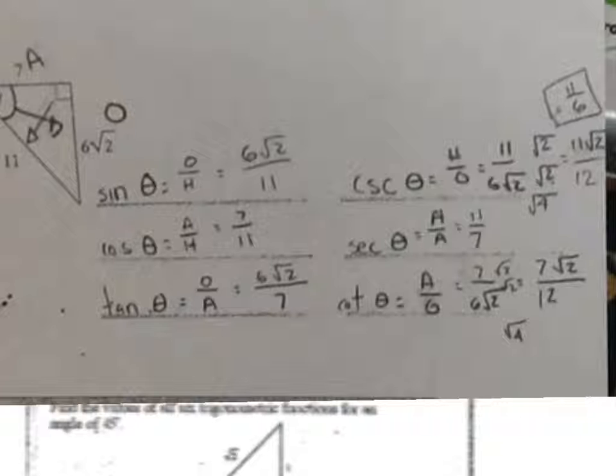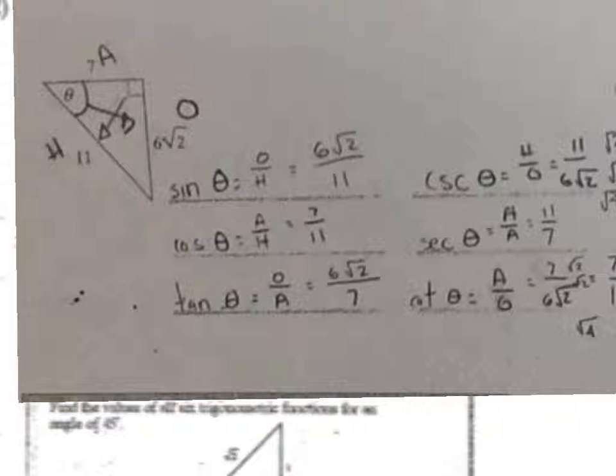First of all, you label your triangle. And for sine, did you get 6 square root of 2 over 2? Yes? 6 square root of 2 over 2. Because the opposite is 6 square root of 2, and the hypotenuse is 11. So over 11, I'm sorry, over 11. So it's 6 square root of 2 over 11. Cosine is 7 over 11. Tangent is 6 square root of 2 over 7.